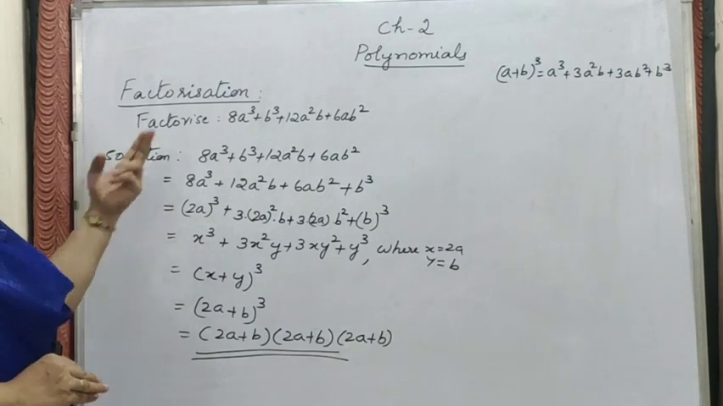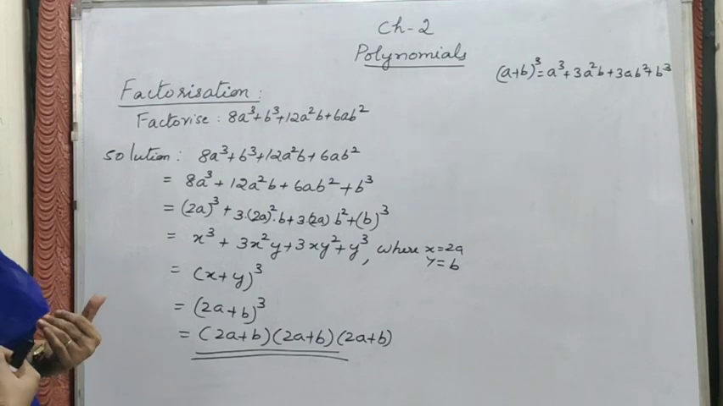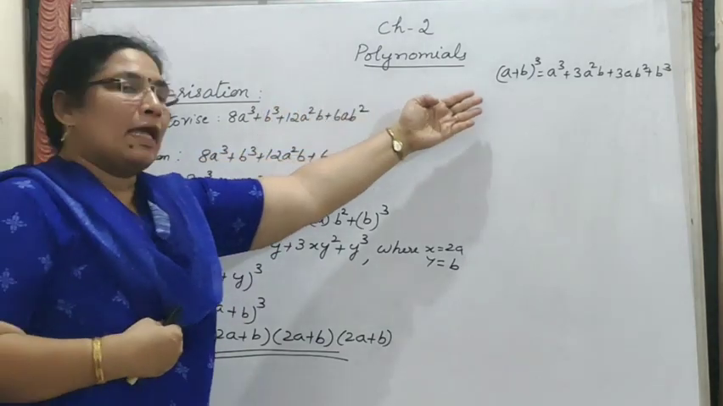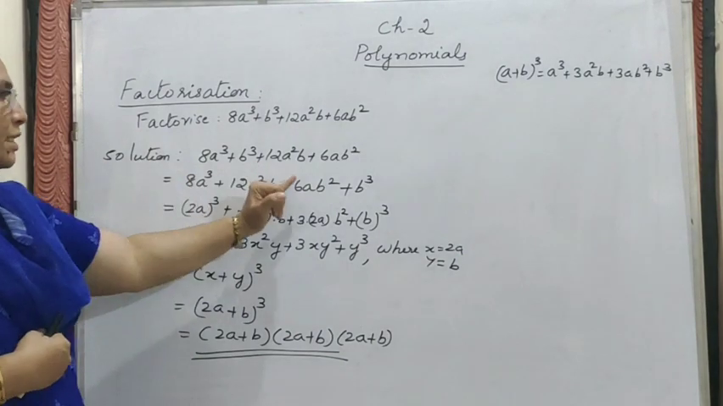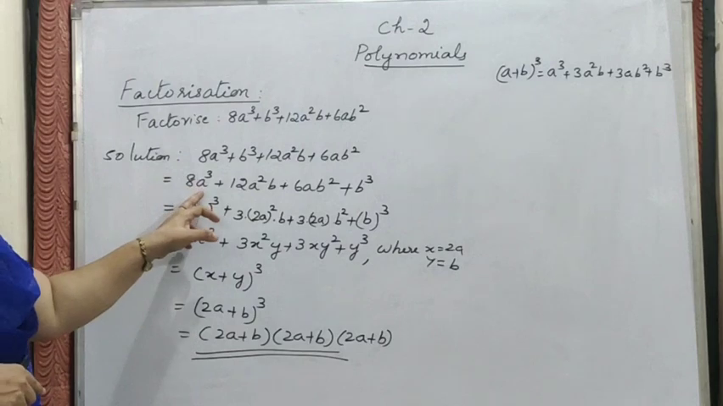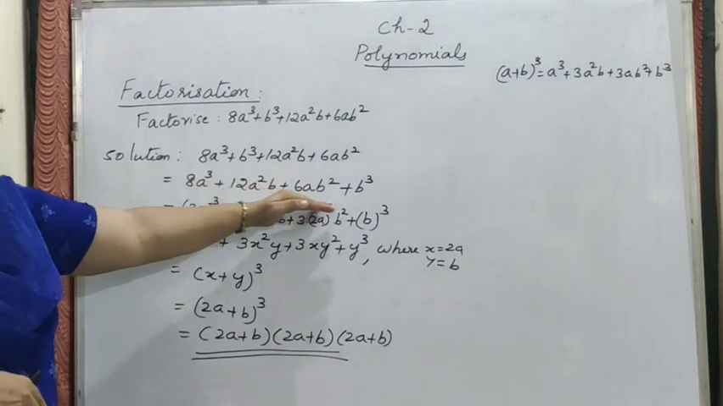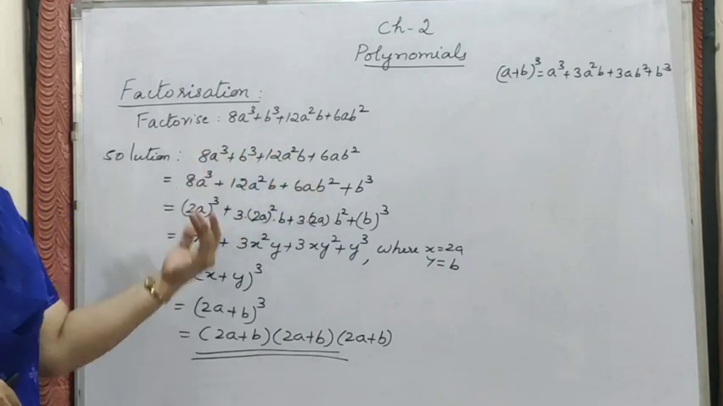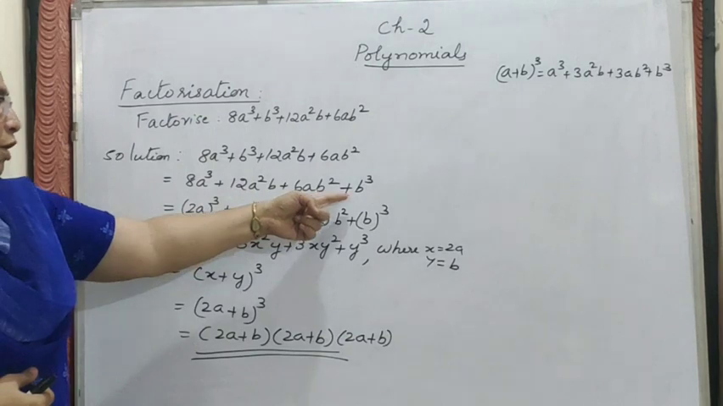Right? Now two terms are cubical terms. So this is where the possibility of an identity is coming, the identity (a plus b) whole cube. We have written it and seen that. Now we are arranging the terms because we must check the power of the variable. We arrange it in such a way that the power of a, the first variable, is decreasing and the power of b is increasing: 8a cube plus 12a square b plus 6ab square plus b cube.